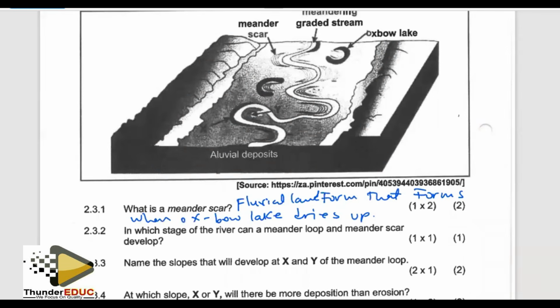2.3.2, in which stage of the river can a meander loop and a meander scar develop? I think they are more developed in the lower course, but they could also develop in the middle course.